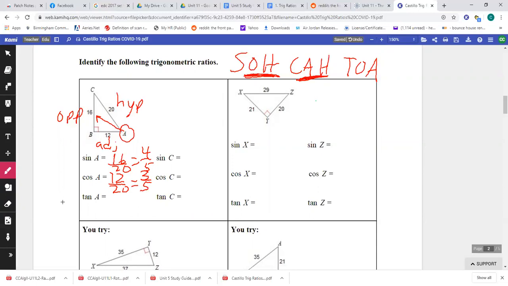Okay. Tangent of A, that is, once again, go back to the Sohcahtoa. Tangent is opposite over adjacent. And so this is 16 over 12. I divide both by 4, and that's 4 over 3.